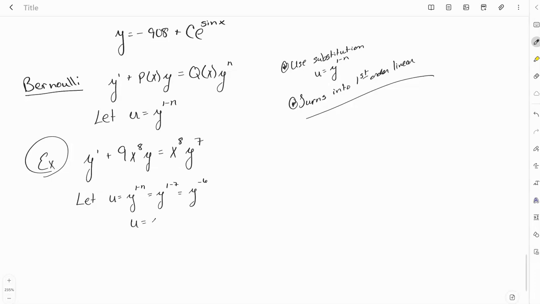So let's talk about what we have. We have u equals y to the negative 6. From this, we are going to figure out what y is going to be. So let's solve this for y. So if I solve this for y, I would take this thing to the negative 1/6 power. And that would give me y is equal to u to the negative 1/6.